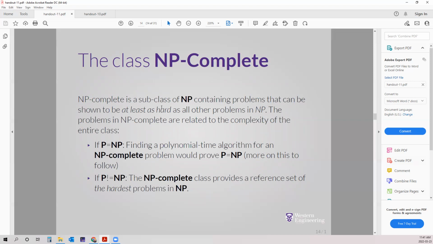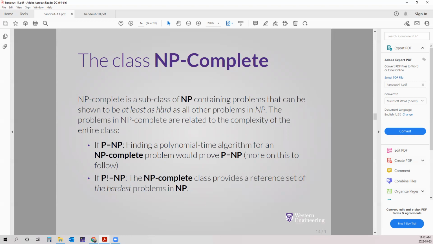So the class NP complete. NP complete is a subclass of NP, where the hardest problems reside, containing problems that can be shown to be at least as hard as all other problems in NP. The problems in NP complete are related to the complexity of the entire class. If P equals NP, then we have to find a polynomial time algorithm for an NP complete problem, with the proof that P equals NP. More on this to follow.